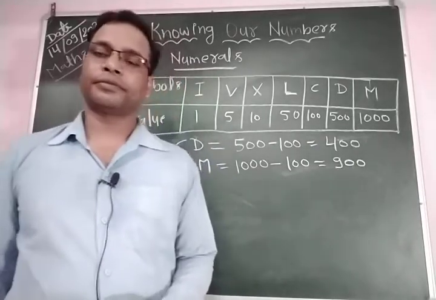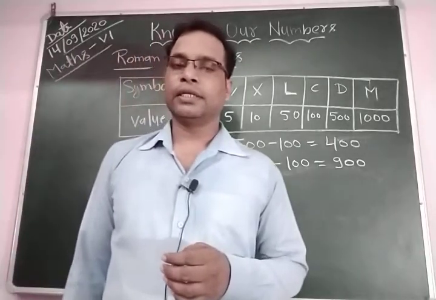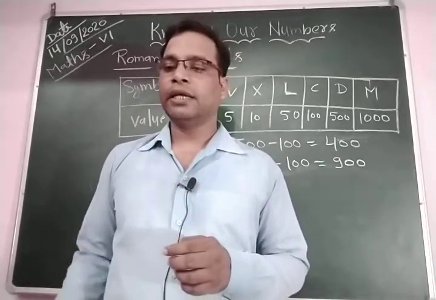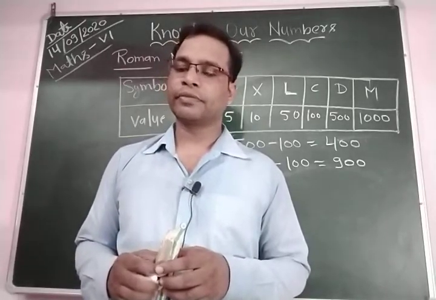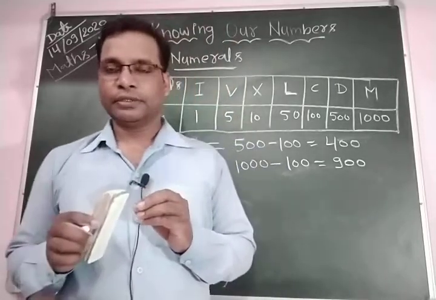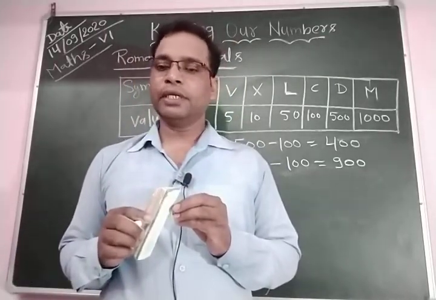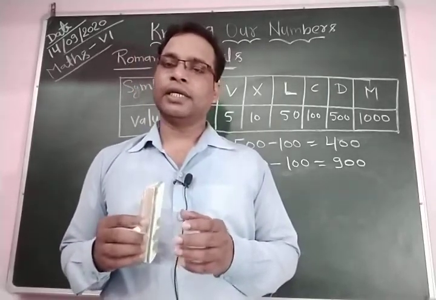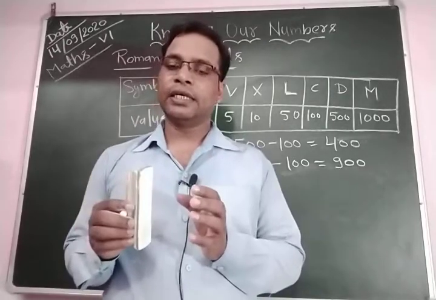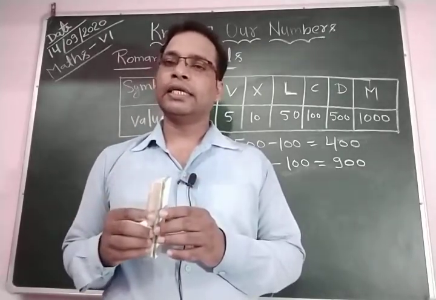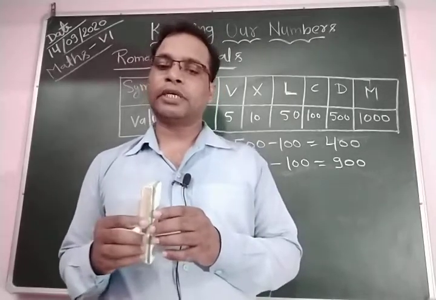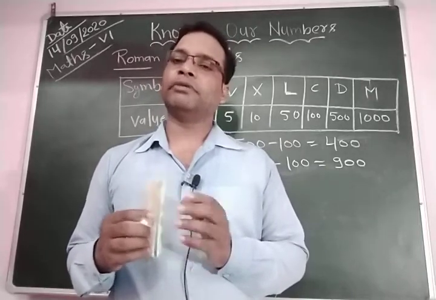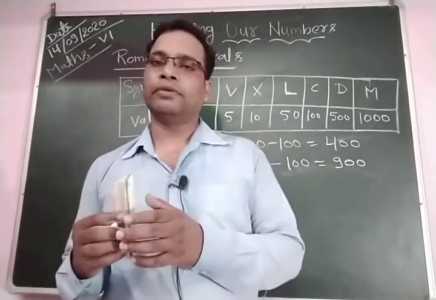now the next rule, and this rule is very important. If a symbol of smaller value is written between two symbols of greater value, then its value is always subtracted. If a symbol of smaller value is written between two symbols of greater value, it means the symbol of smaller value is subtracted from the symbol of greater value which comes immediately after the symbol of smaller value. It means the one to the right of the smaller value.